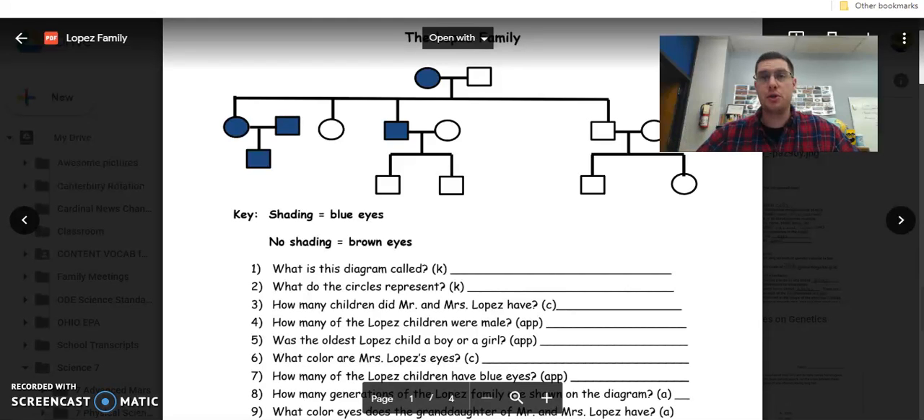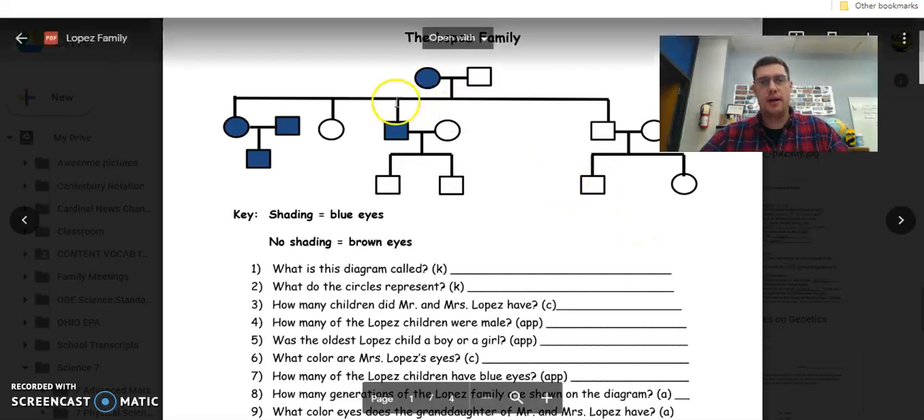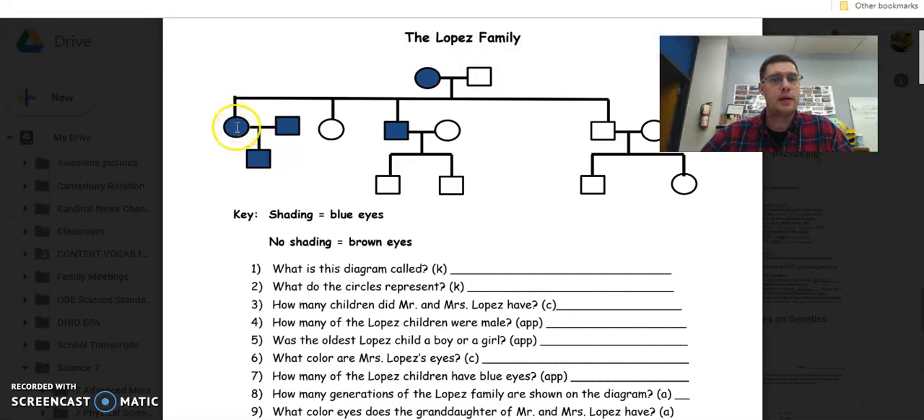Okay, so let's do part 2 of the Lopez family pedigree. All right. So far, you should have Mrs. Lopez, homozygous recessive, Mr. Lopez, heterozygous. You should have the oldest Lopez girl, homozygous recessive. The next youngest, which is another daughter, should have her as heterozygous with a slash through it.